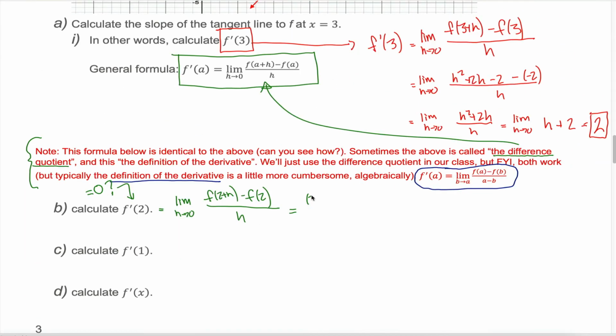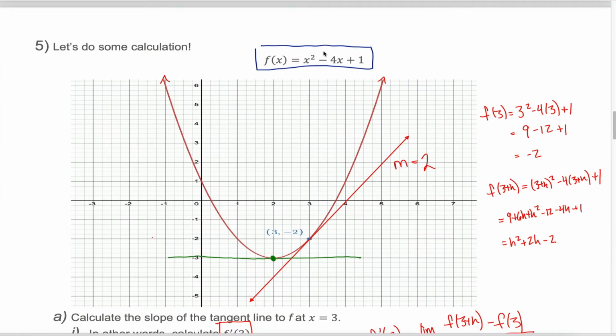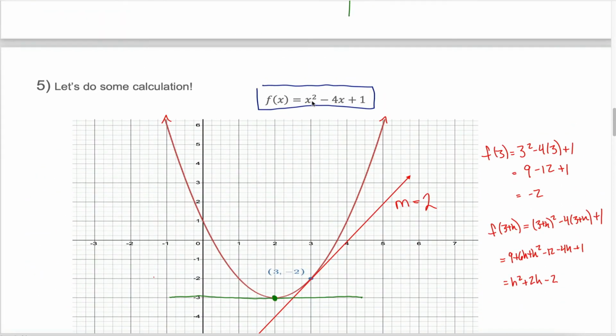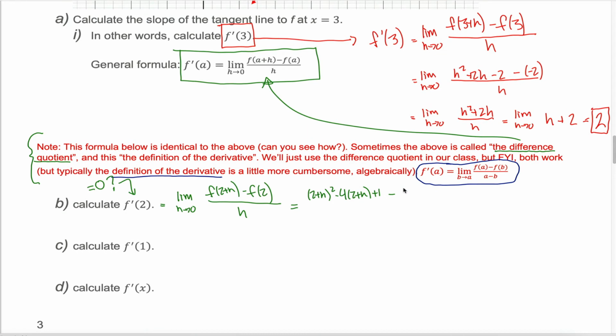Well, let's see. I guess we'd get 2 plus h squared minus 4 times 2 plus h plus 1. I have this function memorized because I've used it so many times. That's the output when we put 2 plus h in. And when I put 2 into this machine, I get 4 minus 8 plus 1, which ends up being negative 3. And I want to divide that difference by h.